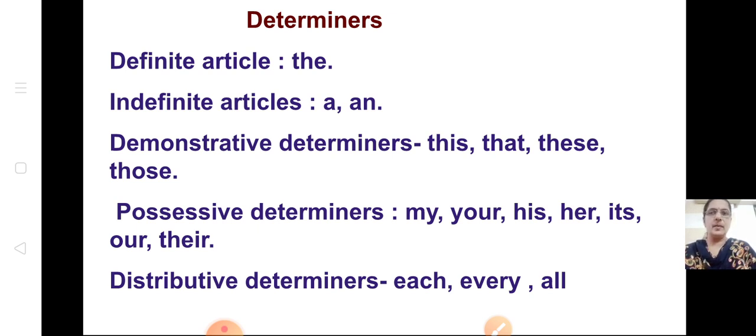Then demonstrative determiners. What are those we learned? This, that, these, those are called demonstrative determiners. Possessive determiners: my, your, his, her, its, all these are possessive determiners. And we learned about distributive determiners. They are each and every, all these will come under distributive determiners. This we have done in the unit test. So I hope all these are clear for you. Shall we go to the next now?